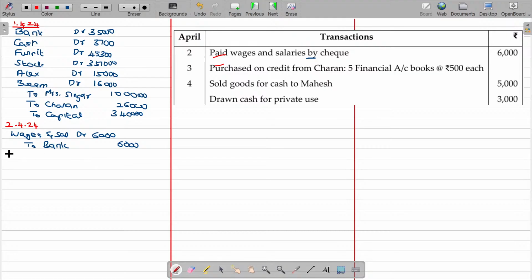Third one. 3/4/24. Purchased on credit from Charan, 5 financial accounts books at rupees 500 each. Charan, name is given. If the name is given, we assume it may be credit purchases. So purchase and the party's name will be considered here. Purchases account debit to Charan account. 5 financial accounts books. Every book cost us 500. So 500 into 5, 2,500.